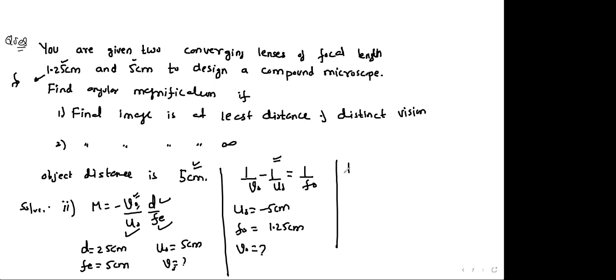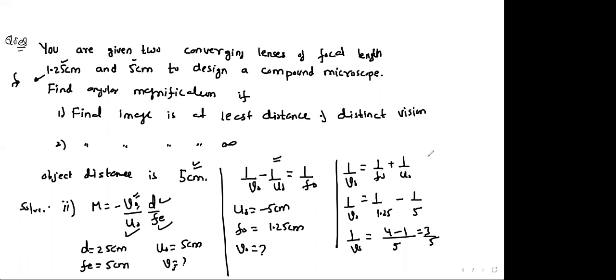So when I do these calculations, I will get 1 by V naught is 1 by F naught plus 1 by U naught. So it comes out to be 1 by F naught means 1 by 1.25, and 1 by U naught means minus 1 by 5. So this 1 by V naught comes out to be, LCM is 5, right, 1.25 minus 1. So that comes out to 3 by 5. So your V naught comes out to be 5 by 3 meter.